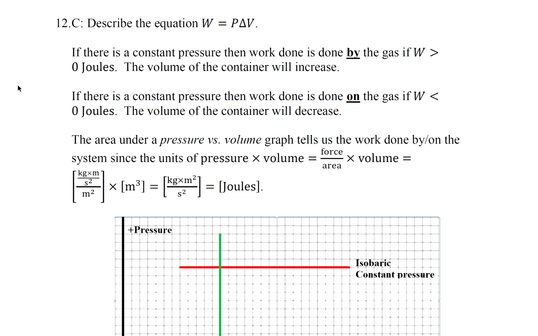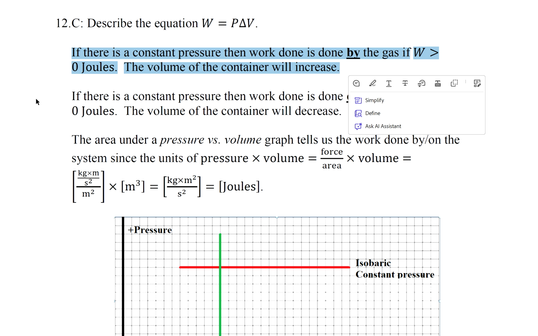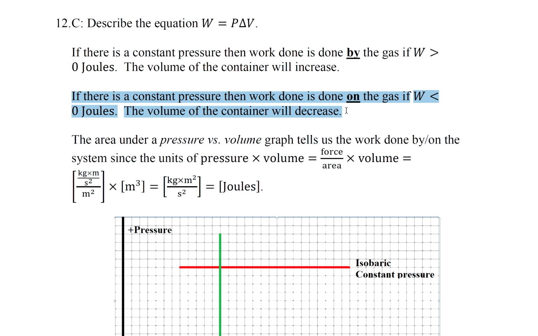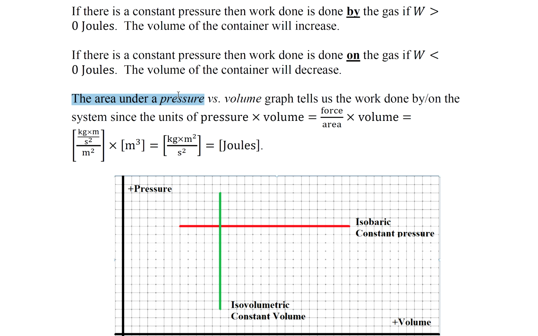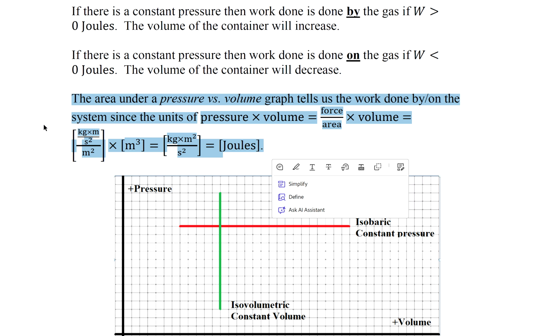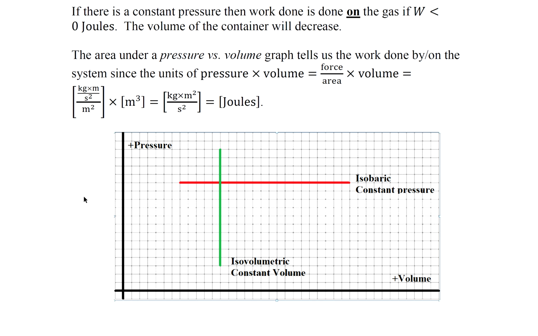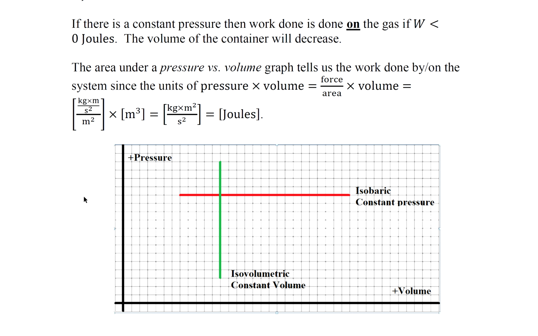Question 12. Describe the equation W equals P delta V. If there is a constant pressure, then the work done is by the gas. If W is greater than 0 joules, the volume of the container will increase. If there's a constant pressure, then work is done on the gas, W is less than 0, and the volume of the container will decrease. The area under a pressure versus volume graph tells us the work done by or on the system, since the units of pressure times volume is force per unit area times volume equals joules. So this is a pressure versus volume graph, and the volume will increase. Look at this red line here. That's constant pressure. We also call that isobaric.